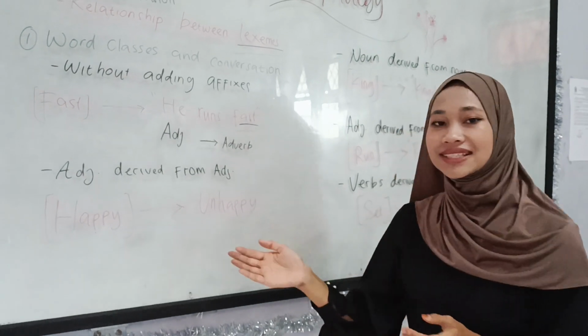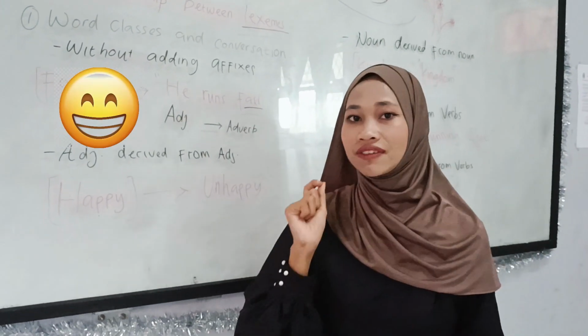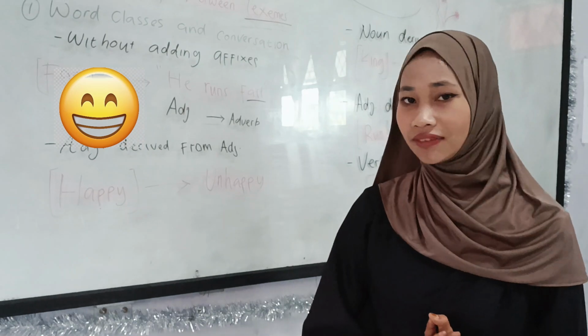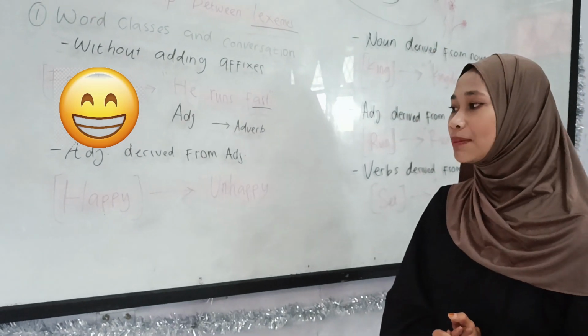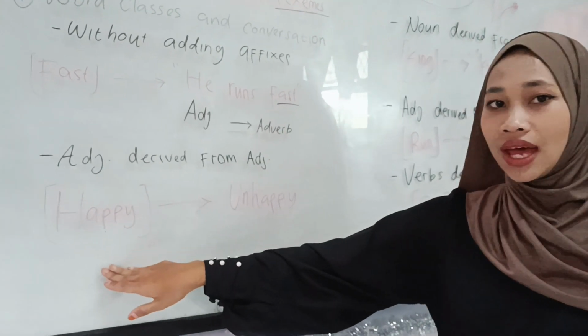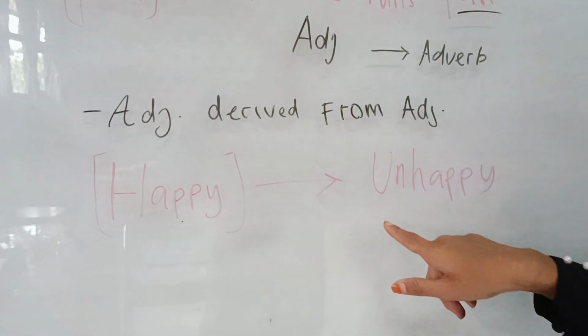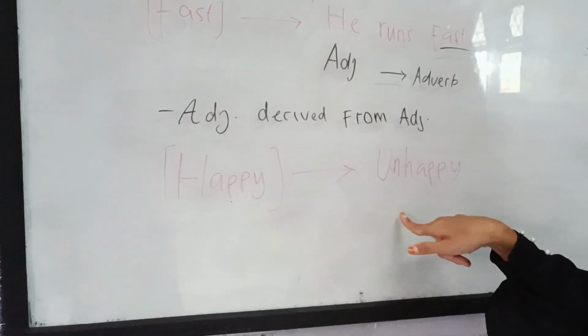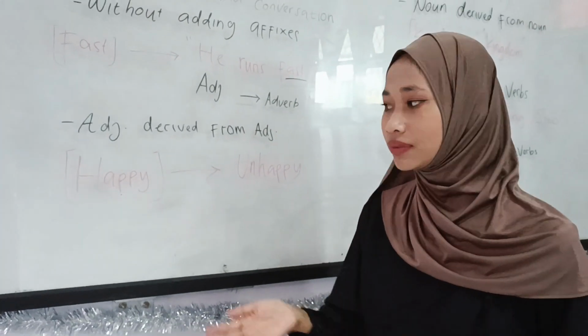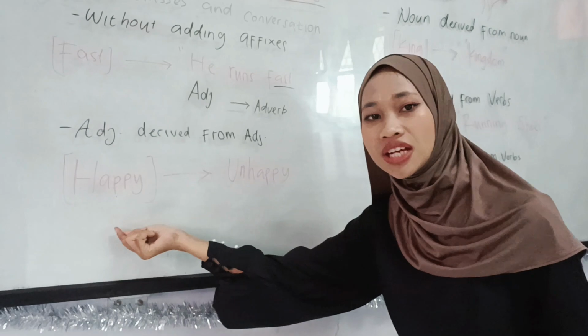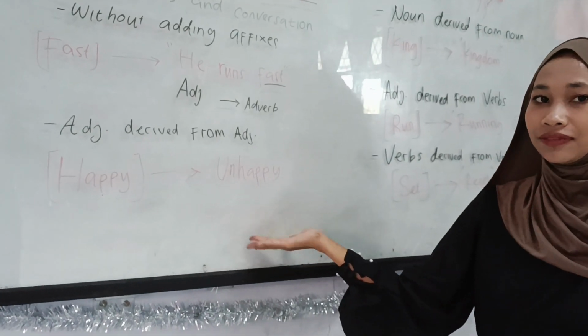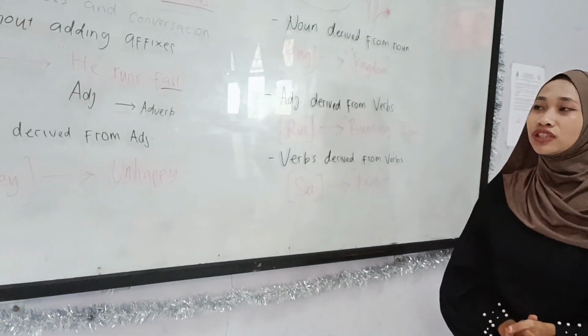And then the next example is an adjective derived from an adjective itself. The example word here is happy, and we add an affix, un-, and it becomes unhappy, another adjective. This is an adjective changing into another adjective. Alright, let's go to the third one.